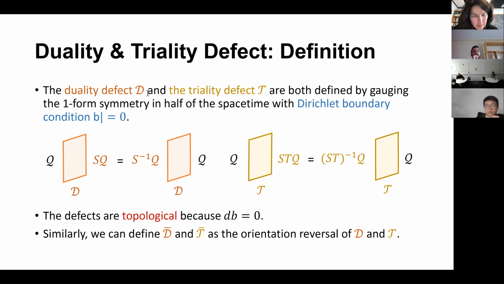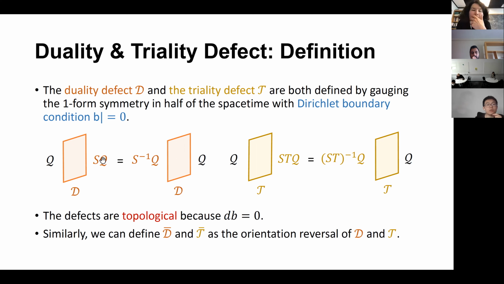A duality defect can be thought of as an interface that separates the theory Q and the theory SQ, which is the theory after doing an S operation. In general, this defines just an interface between two theories. But if the theories Q and SQ are the same, then this becomes a topological defect in a single theory. And we can use the fact that S squared equals 1, and that the theory is invariant under the S operation.